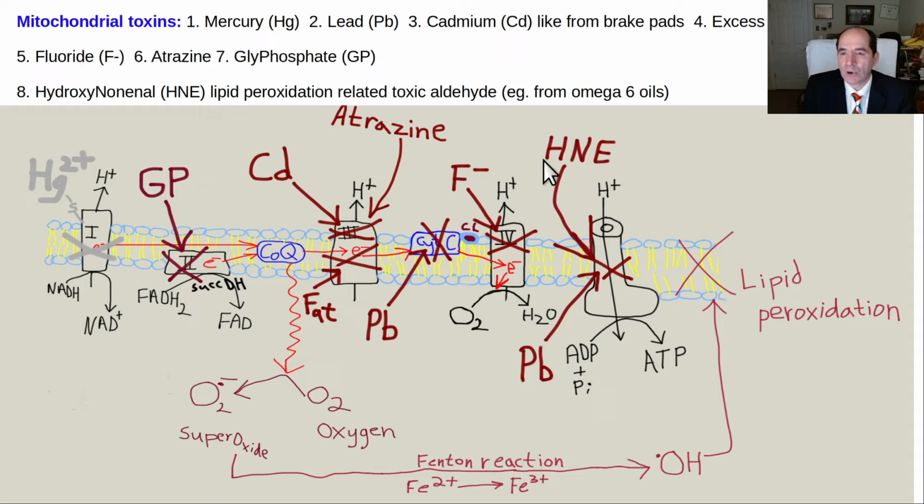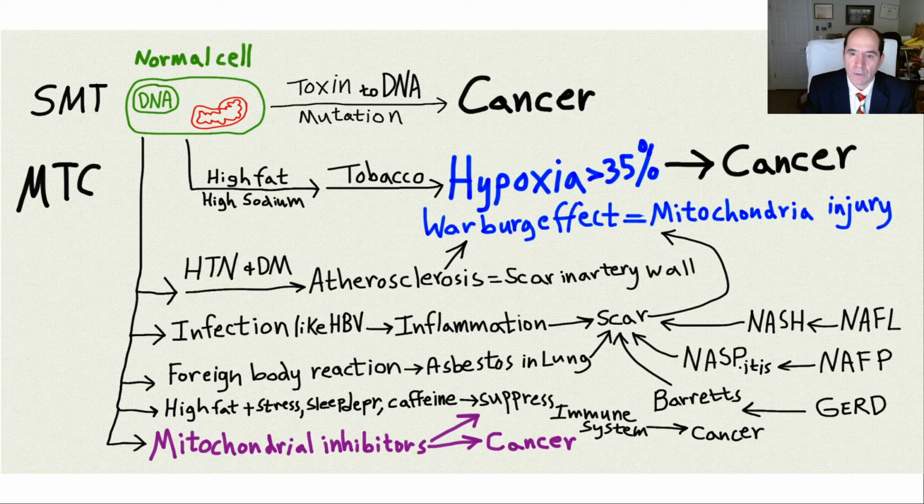Cooking oils, omega-6 cooking oils, lead to production of toxic aldehydes like hydroxynonenal, typically abbreviated HNE, that inhibits mitochondria ATP synthase. Okay, so these are just a couple of really common ones. Lead is a mitochondria inhibitor. Hg is a mitochondria inhibitor. Okay, so we talked about it. If you add the mitochondria inhibitor, you're going to increase the likelihood of having mitochondrial dysfunction, potentially causing cancer. So what I'm saying is there's a synergistic worsening of all these things adding up to cause cancer.